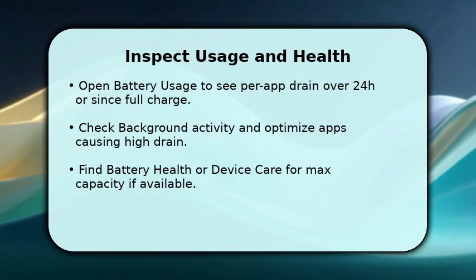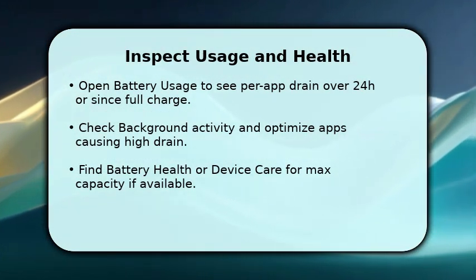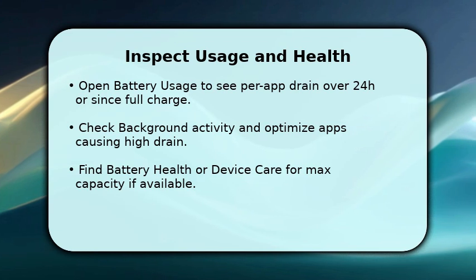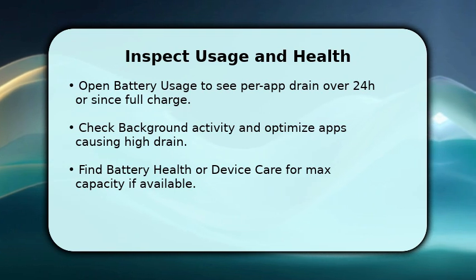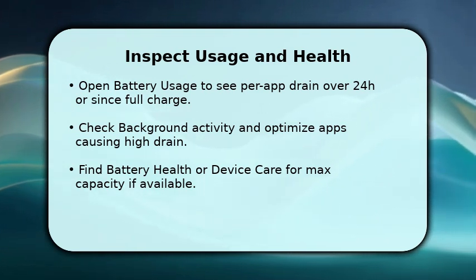Once done with the main screen, go into battery usage to inspect which apps consumed the most power in the last 24 hours or since full charge. You should tap each high-consuming app to restrict background activity or force stop it when needed.